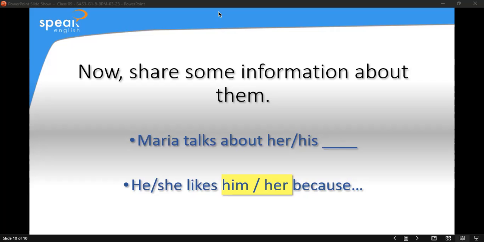Okay, Alejandra talks about her favorite artist, Taylor Swift. She likes her because her music is very nice. And Edgar talks about her cousin. He likes her cousin because he is very intelligent and they are friends. Okay, interesting. Maria Jose, what can you tell me?